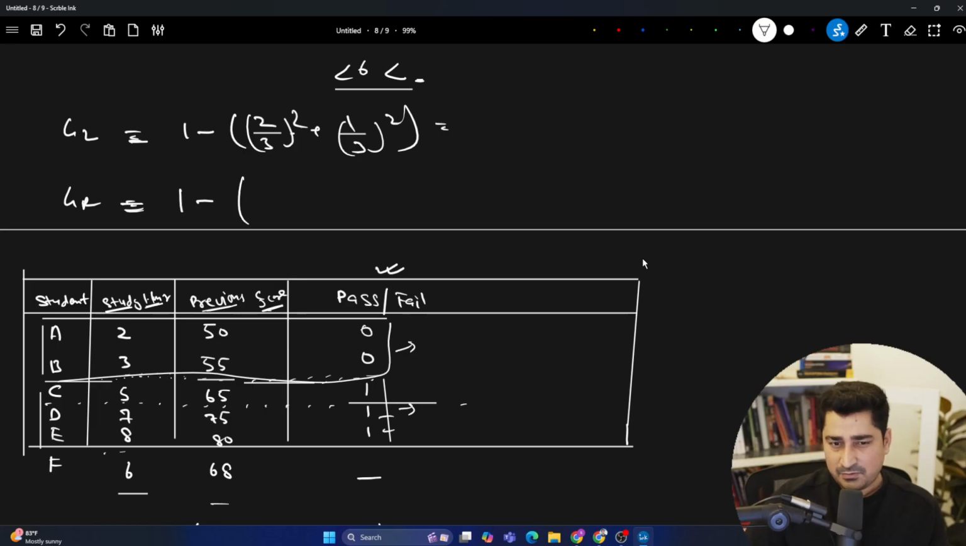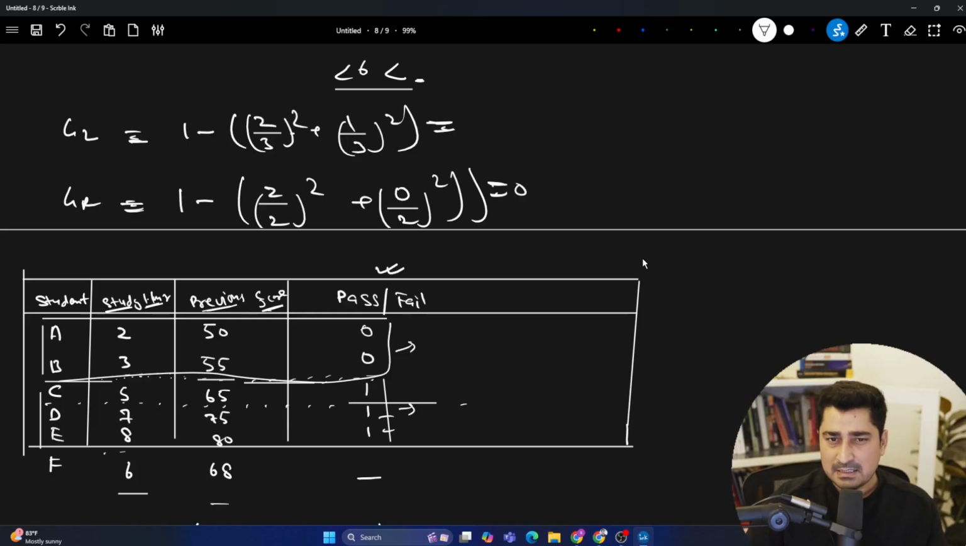So basically we have two data points: (2/2)² plus, since we don't have any other classes, (0/2)². So ideally this is going to be 0, and then the other one is going to be some value, right? This is going to be some value.